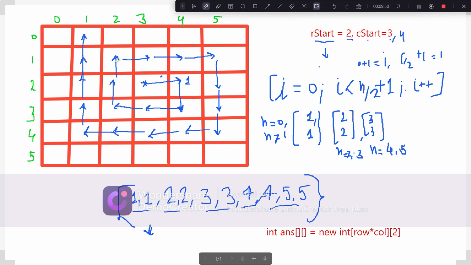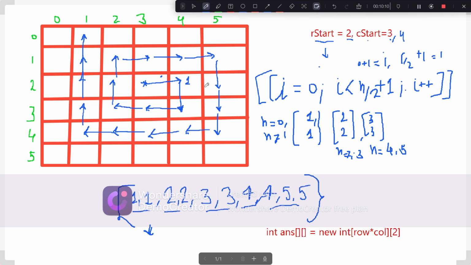row into column, because we have total row into column number of cells, like 6 into 6 in this case, right? So if we use this formula, basically we can get this series. It means how many of these operations we can sum up so that it will equal row into column times.